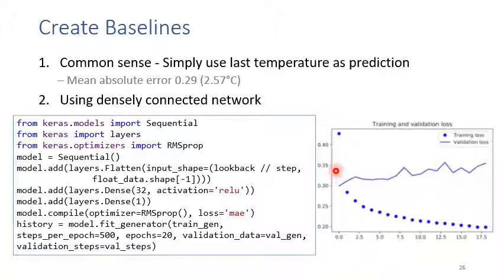And you can see the simple prediction works very well for different kinds of time series data, such as stock prediction. If you just use today's stock price to predict tomorrow, you will also get a very low mean absolute error. So it's important to add the common sense baseline in your comparison.